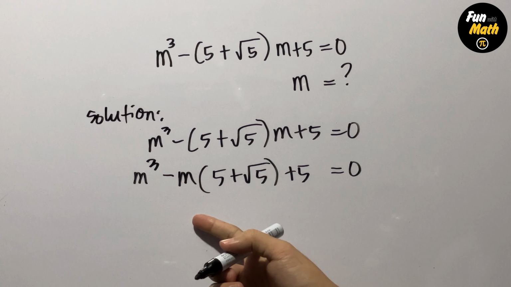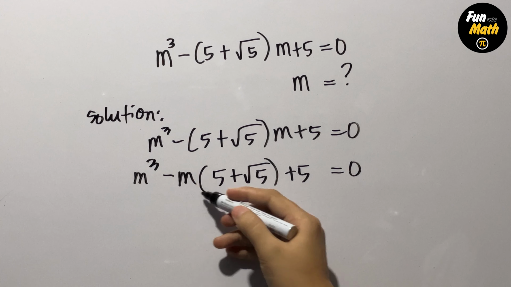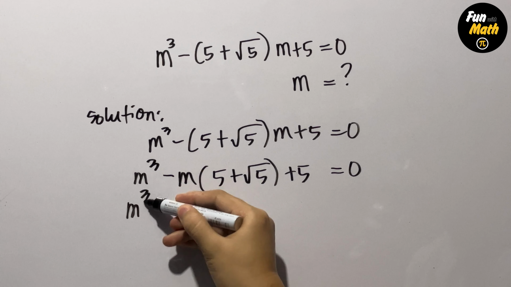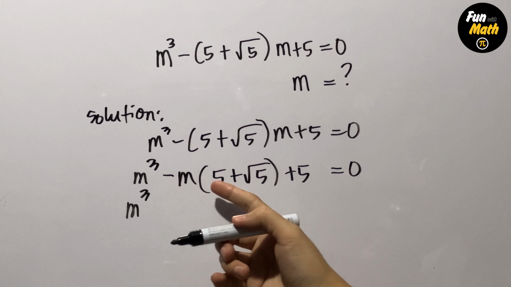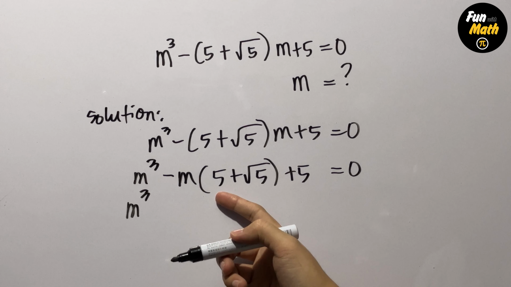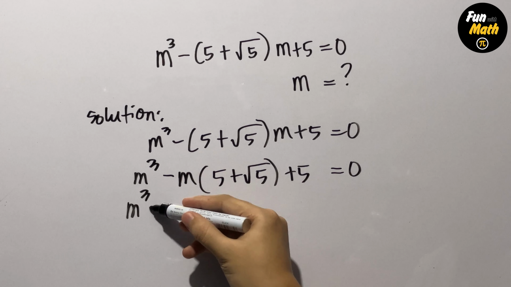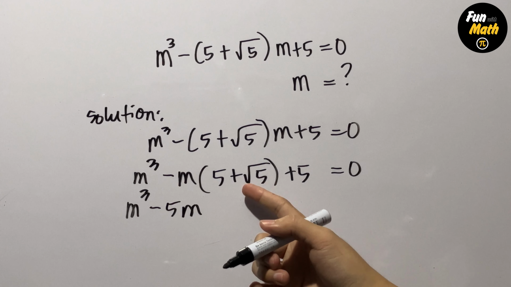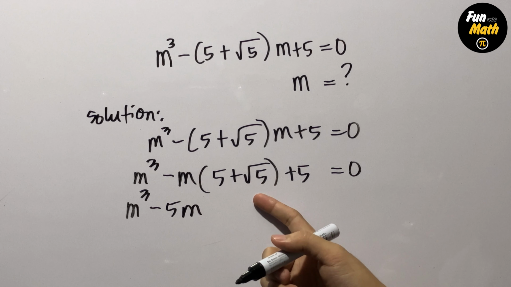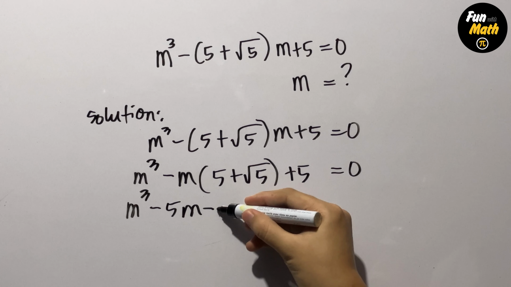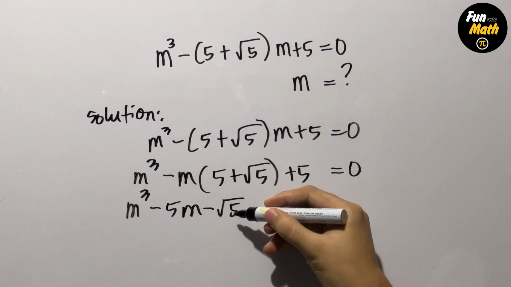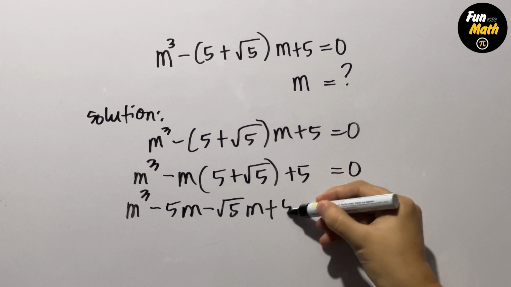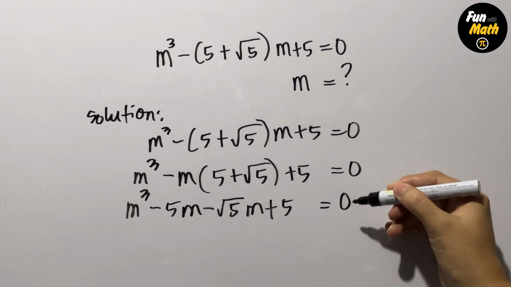And now we can multiply negative m inside. So this is now m cubed, negative m times 5, that's negative 5m, or that is minus 5m. Negative m times positive square root of 5, that's negative square root of 5m. Then copy plus 5 equals 0.